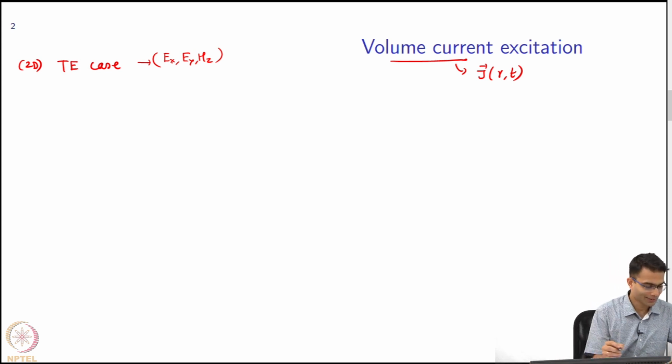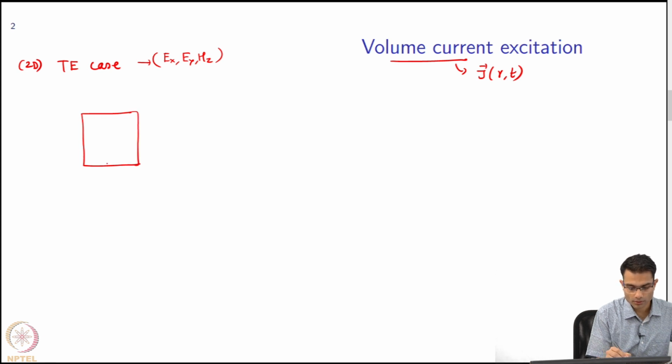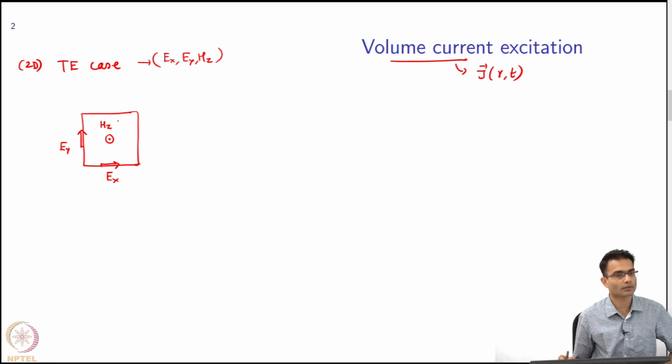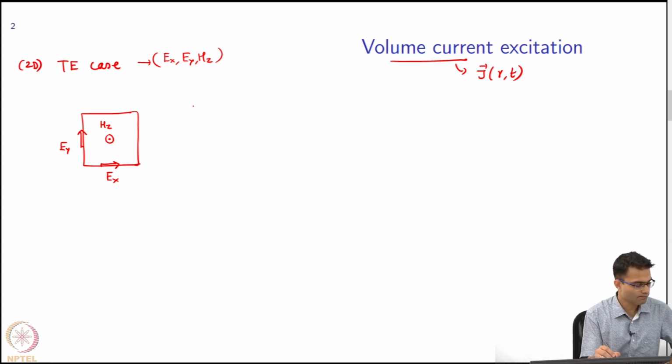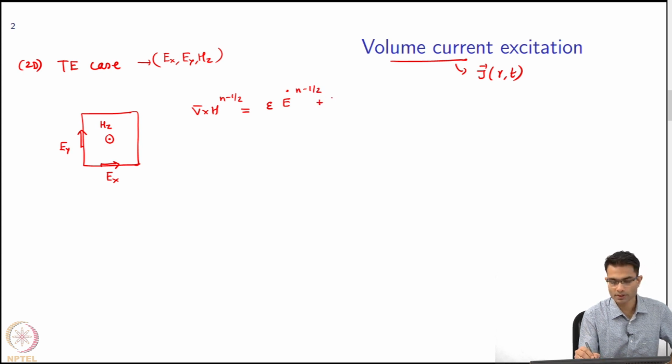It's always confusing, right. So let's write down what the stencil looks like. This is my Ex, this is my Ey, and my Hz is at the center over here, okay. And what was our update equation? I had curl of H at n minus half, we've just recently written this, so we can just write it down, epsilon E dot at n minus half, and I had a plus J at n minus half. Okay.